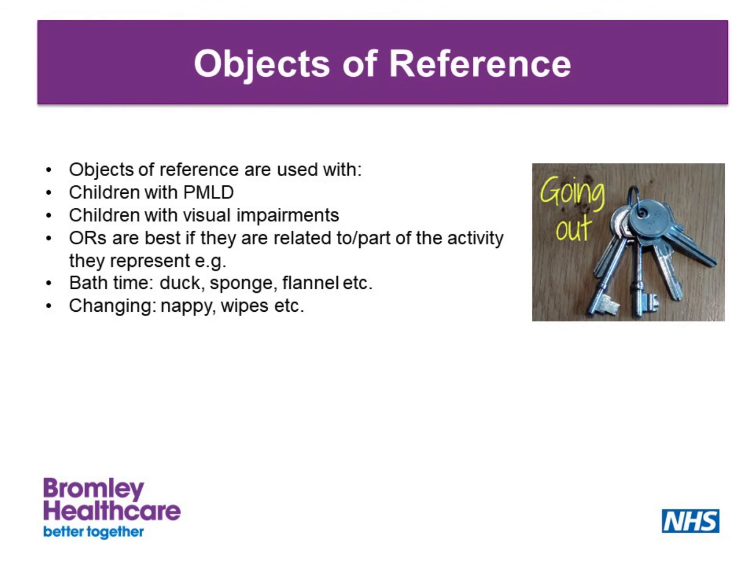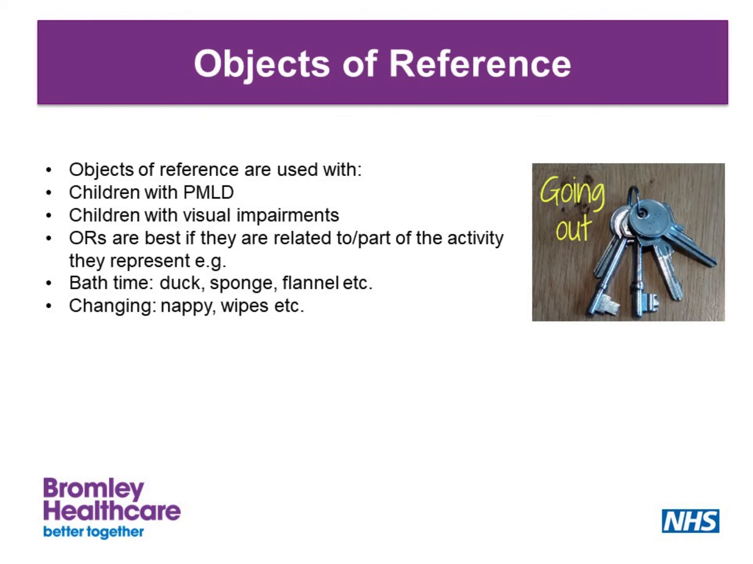Objects of reference are used with children who are emerging communicators or who aren't yet able to anticipate things or understand words, so children with profound and multiple learning disabilities. They're also used with children with visual impairments, because it's much harder, or it may be impossible, to use photos or symbols, so objects are better in that case. Objects of reference are best if they are related to the activity that they represent. So for example, here we've got the keys, because when you're going out, you grab your keys, put them in your pocket and off you go. So that's a good link.